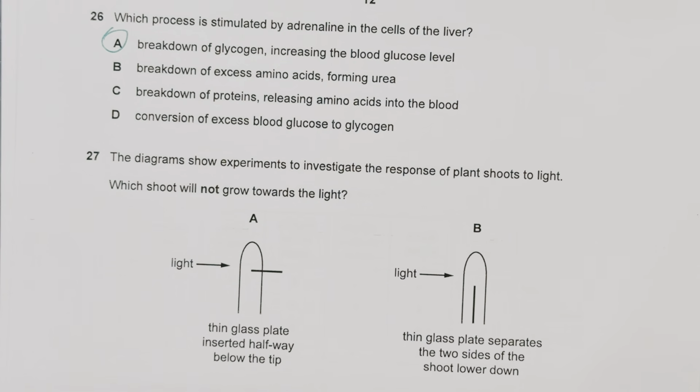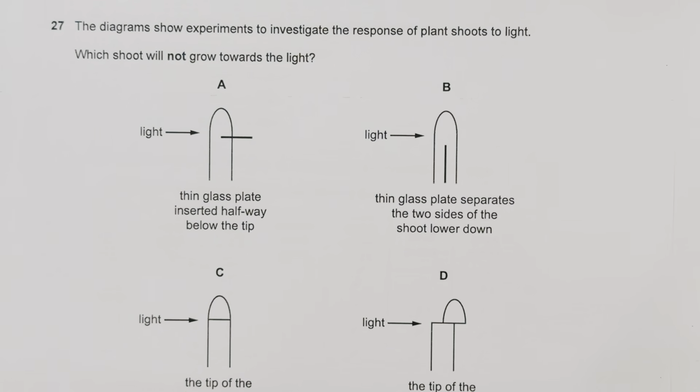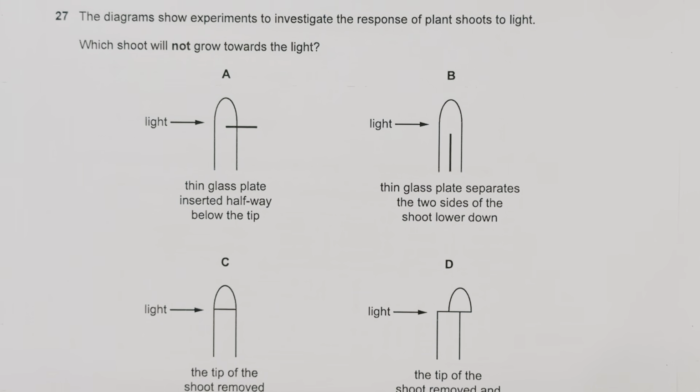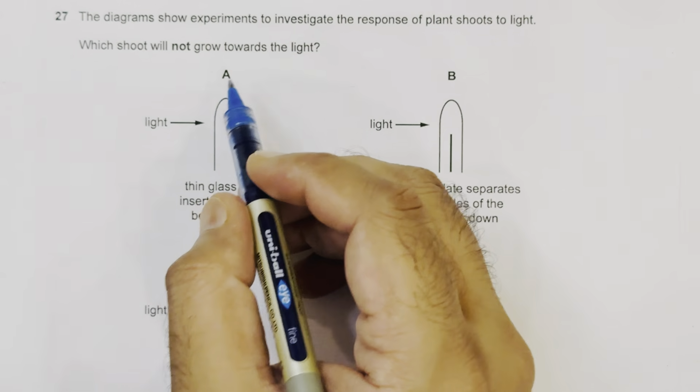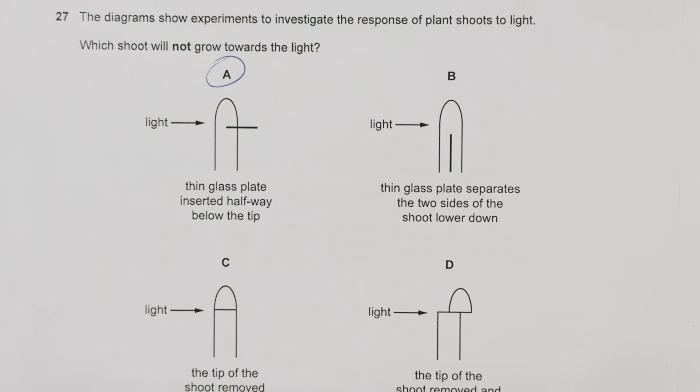Moving to question number 27. The diagram shows experiment to investigate the response of the plant shoots to the light. Which shoot will not grow towards the light? Option number A, light, the thin glass plate inserted halfway between the tip. Yeah, this is the option in which the plant does not go towards the light.